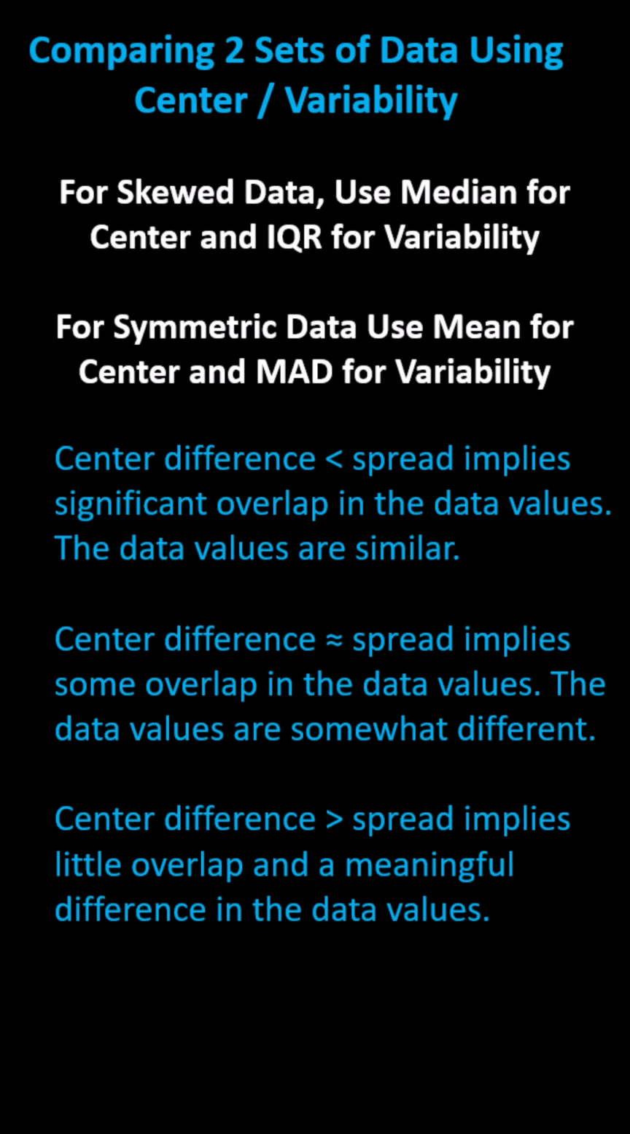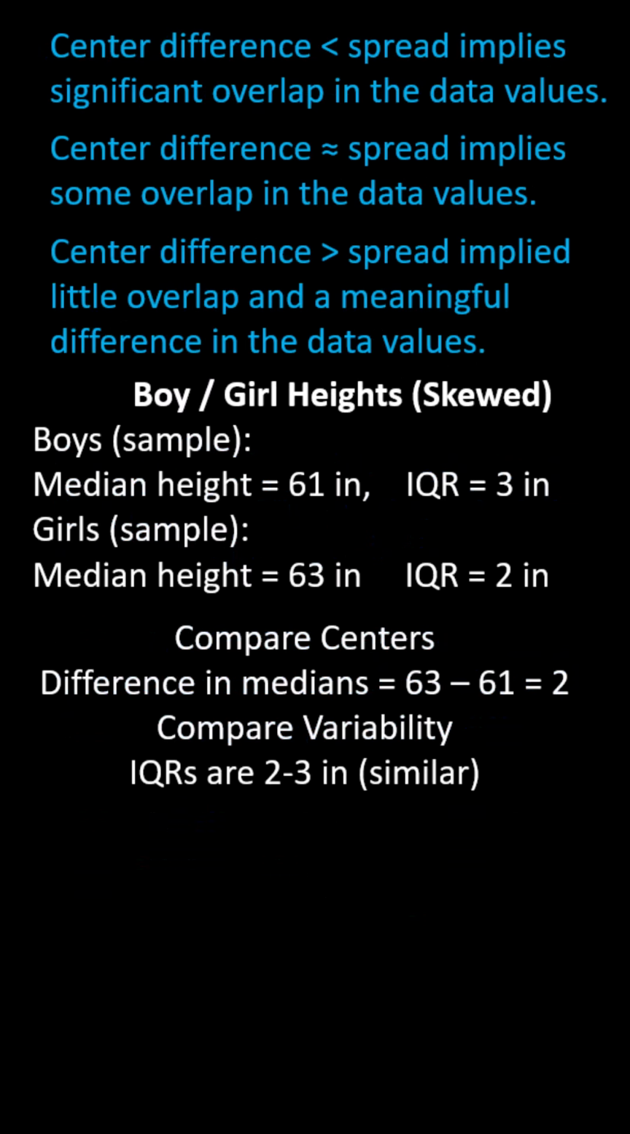Let's take a look at two examples. For the first example, we are comparing boys' and girls' height, and the data values are skewed, which is why they're giving us the medians and the interquartile ranges. From the boy sample, the median is 61 inches, interquartile range is 3 inches. From the girl sample, the median is 63 inches, interquartile range is 2 inches.